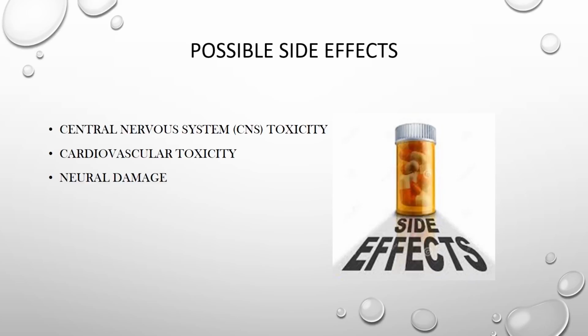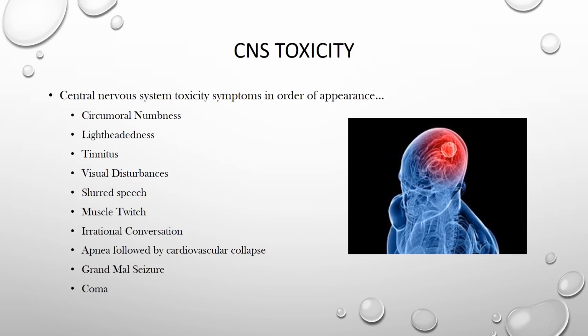Possible side effects. Now let's discuss some of the side effects of local anesthetics, which can include central nervous system toxicity, cardiovascular toxicity, and neural damage. Central nervous system toxicity. Hypercarbia and hypoxia can potentiate CNS toxicity. Therefore, it is important that after receiving local anesthetic, your patient maintains an appropriate oxygen saturation level. CNS toxicity can sometimes be avoided with the application of supplemental O2.